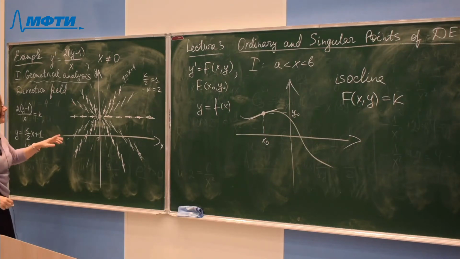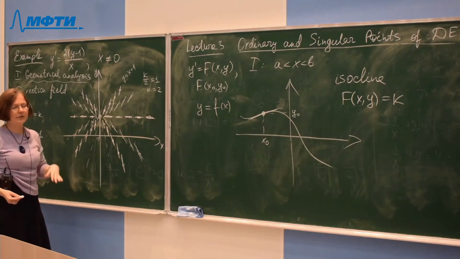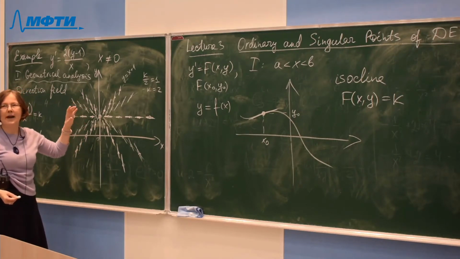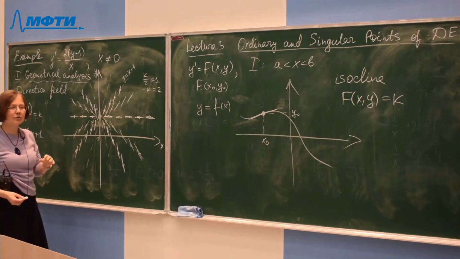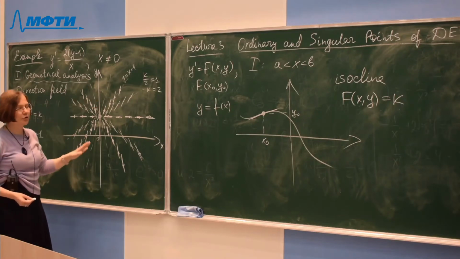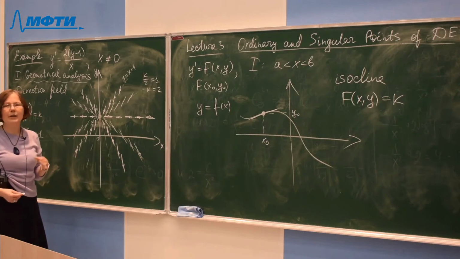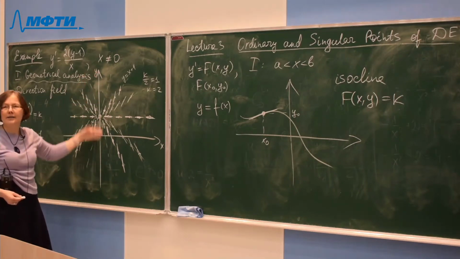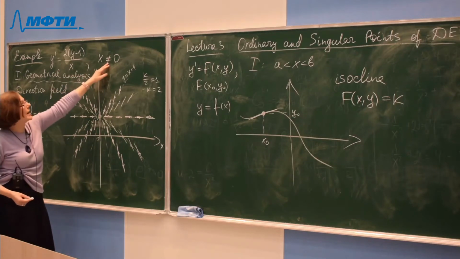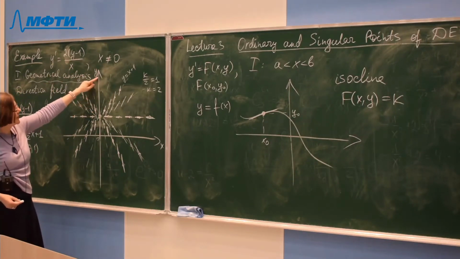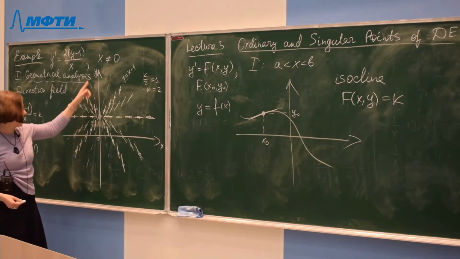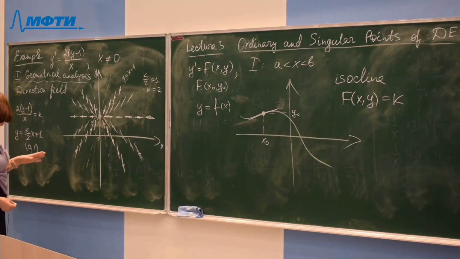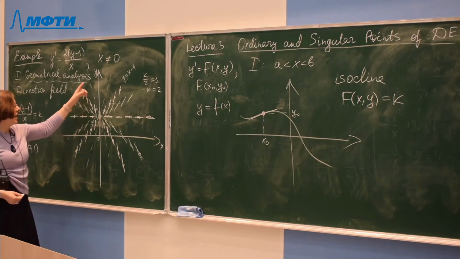Okay, the question is, can we construct line elements and a directional field at any point? Is it true for any point or not for any point in R2? Are there any points at which we can't construct a line element? So we can do this for any point except for points of the y-axis. For x equals 0, we can't substitute x equals 0 into this equation, and we can't construct line elements on this straight line.